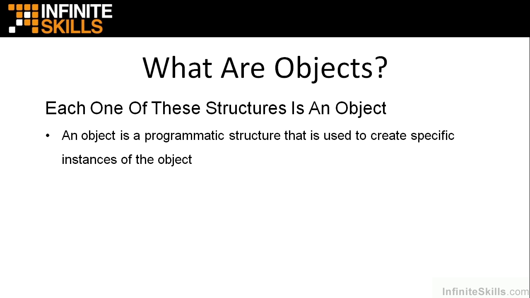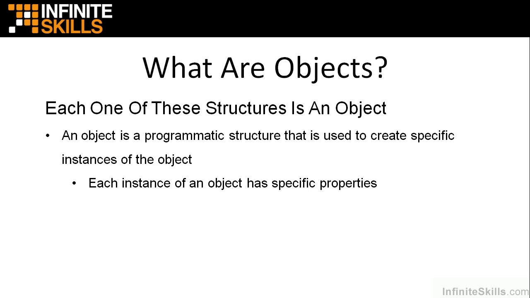Now, an object is a programmatic structure that's used to create specific instances of the object. If you're a mad scientist programmer type, that makes sense to you. If you're not, don't worry about it. But each instance of an object has specific properties: a name, a size, security settings, and so on.